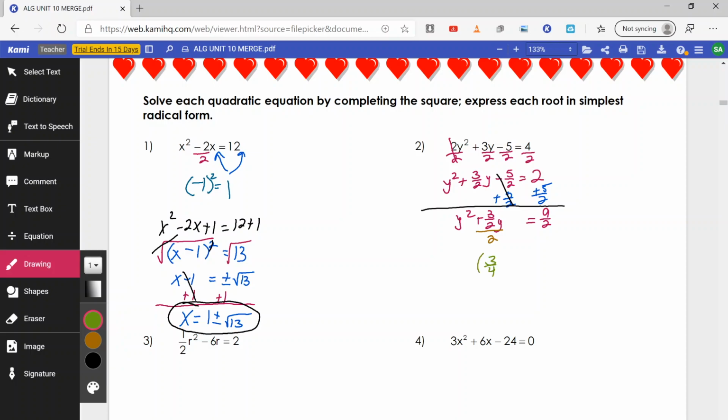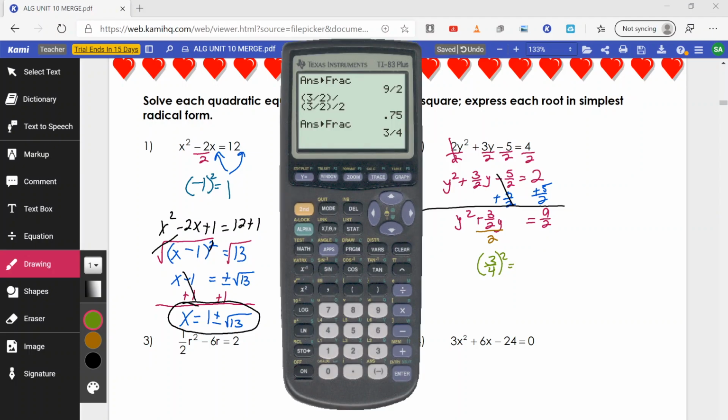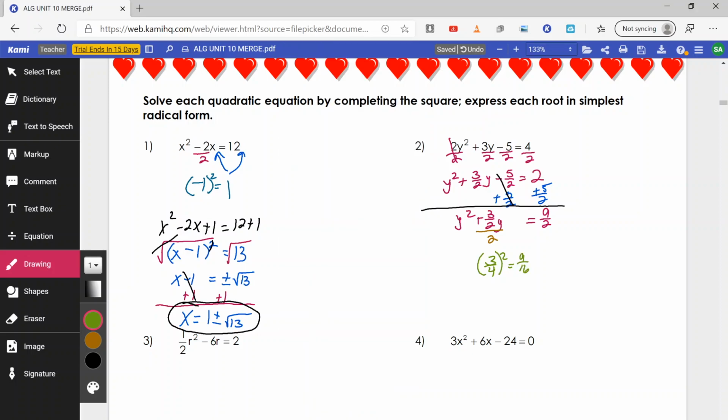So next what I have to do is I have to square this. So I will square my answer. Gives me this decimal. Again, I'll turn it back into a fraction, 9/16. And this will get added to both sides. So our trinomial is actually y squared plus 3 halves y plus 9/16 is 9 halves plus 9/16.